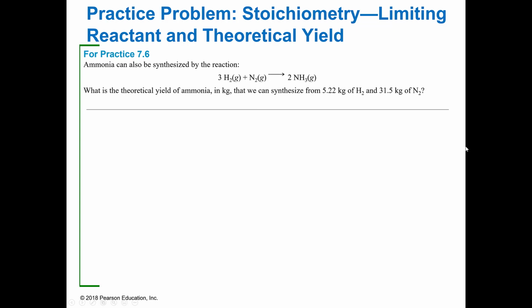All right, so you have one, and it's similar to that. We're still making ammonia, but in a different process. And so you're going to figure out the theoretical yield, and don't miss the part that these are in kilograms. Okay, so make sure you know that you're using kilograms. All right, and that'll be it for limiting reactants.